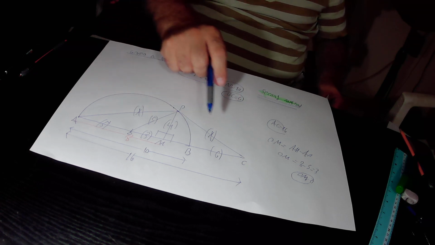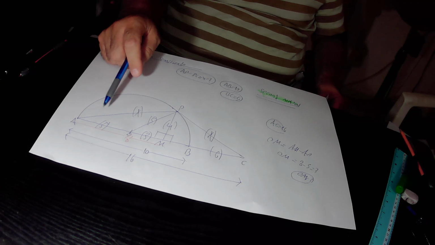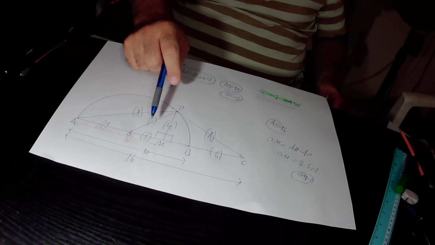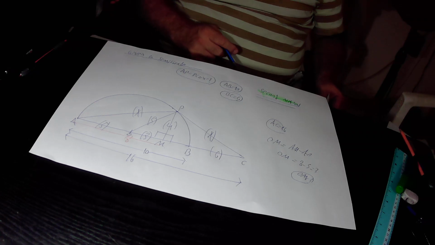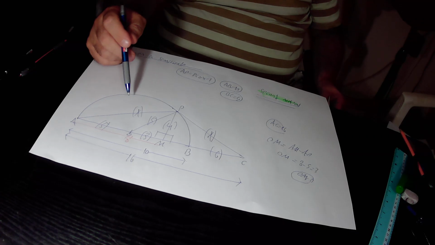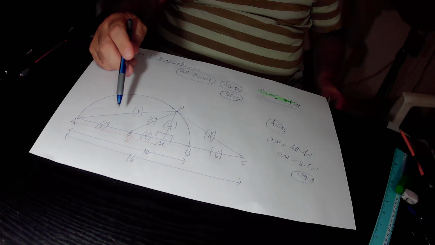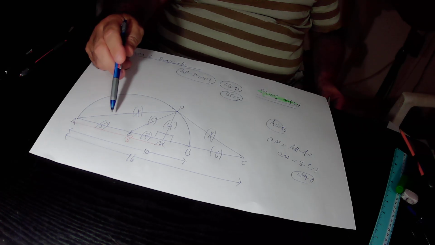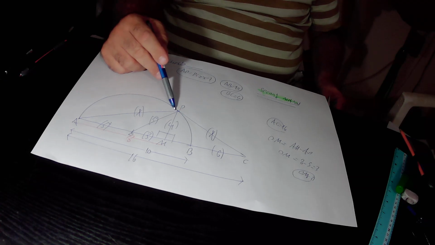AC in total is 16, therefore it bisects the base AC into two halves. Each half must be equal to 8. So AM equals 8, and MC, the second half, also equals 8. We define the center of this semicircle as O. The diameter is 10, therefore the radius must be equal to 5. So AO is 5, OB is also 5, and OP is the radius, which is 5.